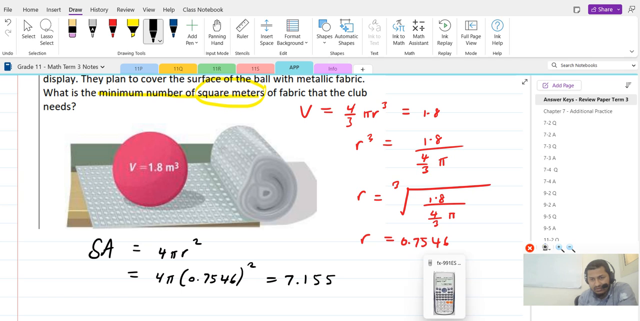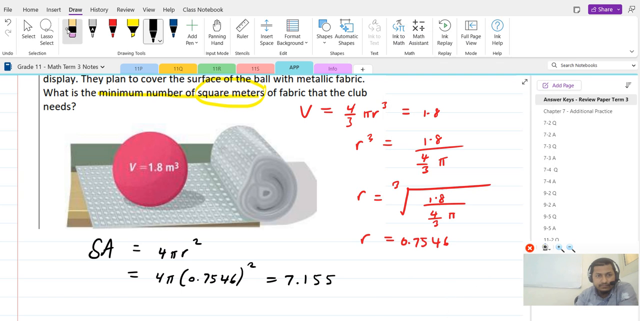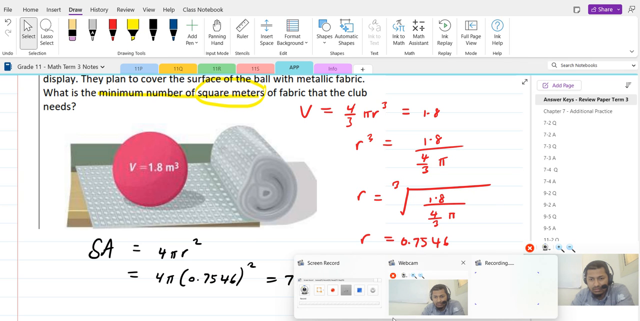7.155, 7.16 basically. 7.16 meter squared. I hope you understand, guys.